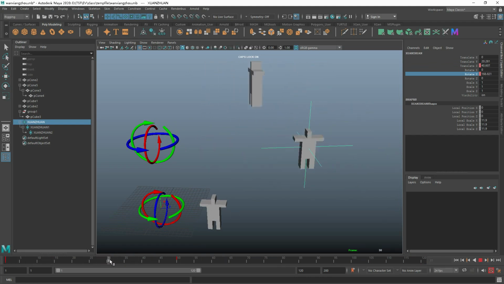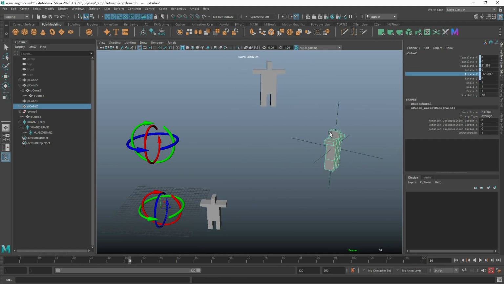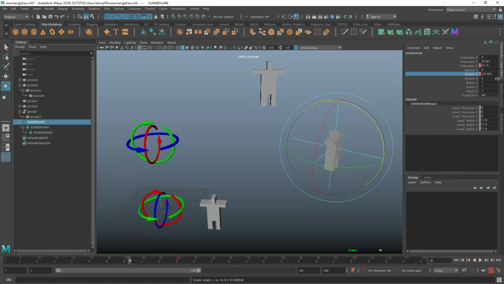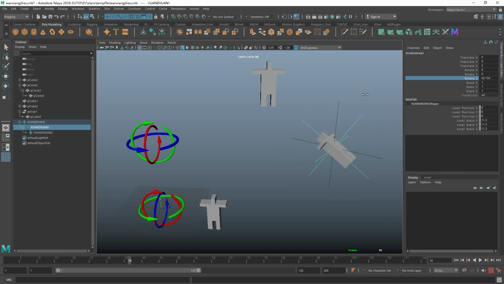After going to 50, I want to add a head up or down movement to the character. We'll use another locator. Since the first level is keying his y-axis rotation, I'll go to the second level and find its z-axis. Then just adjust its z-axis. This will be very easy to operate. Adjusted to about 50. We can make it bend a little later.